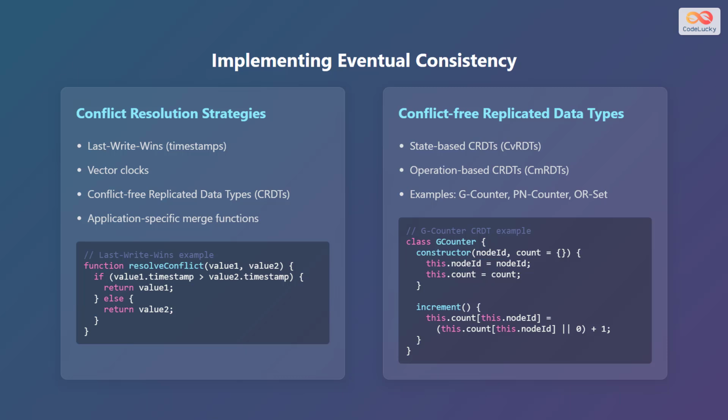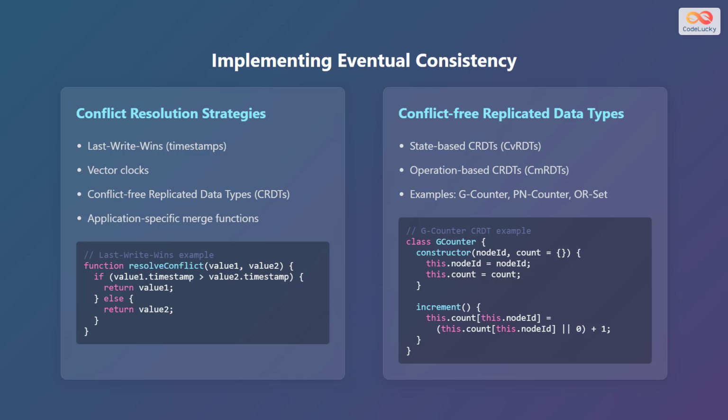Next, let's talk about how to implement eventual consistency. A crucial aspect is conflict resolution. Common strategies include last write wins, where the write with the latest timestamp is chosen; vector clocks, which help to track the history of writes; conflict-free replicated data types or CRDTs, designed to avoid conflicts; application-specific merge functions to resolve conflicts based on business logic.